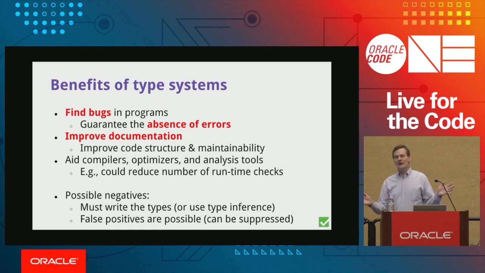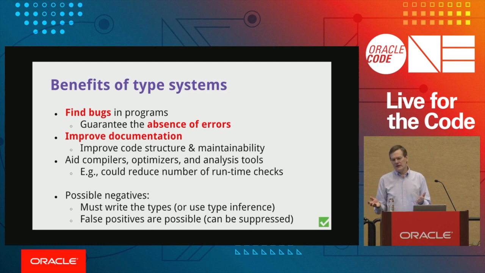Now, there's no free lunch. For every positive, there's going to be some kind of negative, maybe big, maybe small. And here are two possible negatives. One is that you have to write types, right? This is a verification tool. It takes specifications and it proves those specifications are correct and that your code is bug-free. But that means you have to write the specification. You have to write the types.